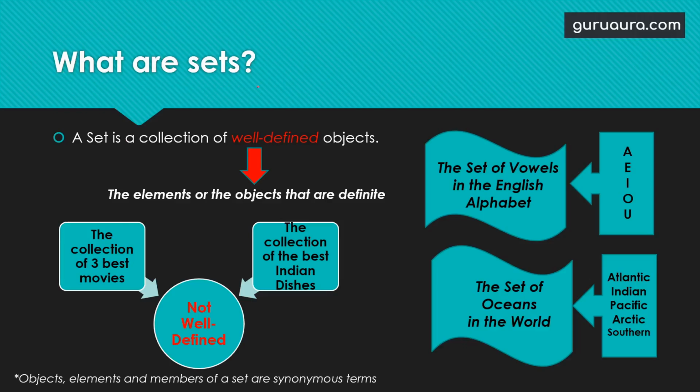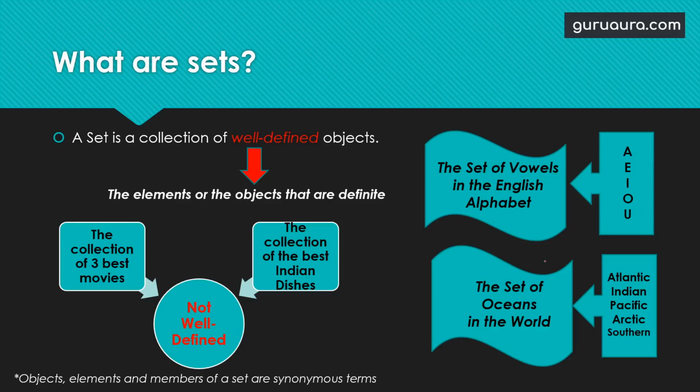In a simple statement, we say a set is a collection of well-defined objects. Well-defined? What do we mean by well-defined? The elements or the objects that are definite, or in other words, don't vary from person to person. Let's consider an example. The collection of vowels, which consist of 5 elements A, E, I, O, U, is the same for everyone and thus it is well defined.